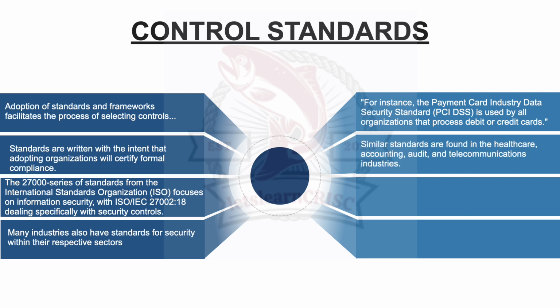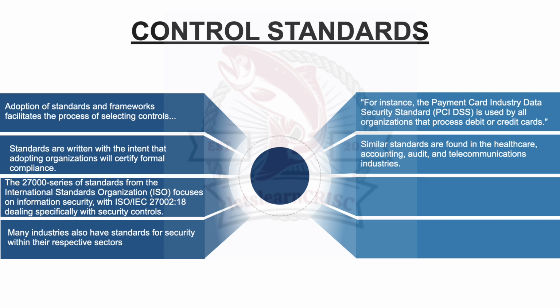Next, similar standards are found in the healthcare, accounting, audit, and telecommunication industries. Friends, various industries have established standards to address specific challenges and regulatory requirements. Let's discuss it one by one. First, the healthcare industry. In the United States, the standard we have already discussed, the Health Insurance Portability and Accountability Act, focuses on safeguarding the privacy and security of patient health information. It sets forth requirements for healthcare providers, health plans, and healthcare clearinghouses to protect sensitive health data.